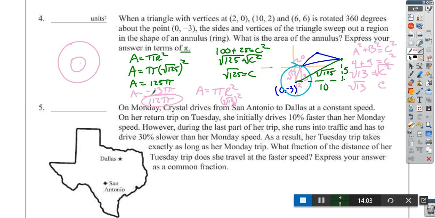I only understood like half of that. Okay.